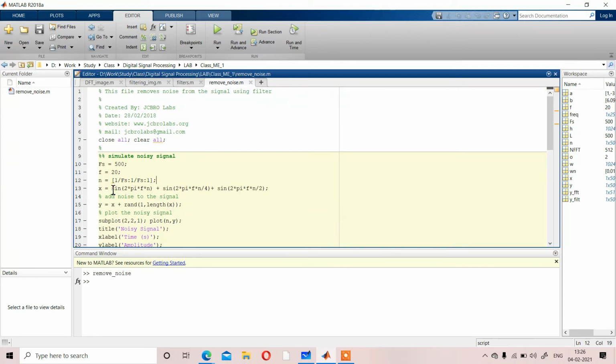One sequence is sin(2π f n), another sequence is sin(2π f n/4), and another is sin(2π f n/2). The addition of the three sequences we consider as x. So that is your input sequence, and that input sequence needs to be filtered. For that case you need the sampling frequency. That sampling frequency Fs is defined as 50 Hz. Fs equal to 50 defines the sampling frequency of 50 Hz. What is sampling frequency?